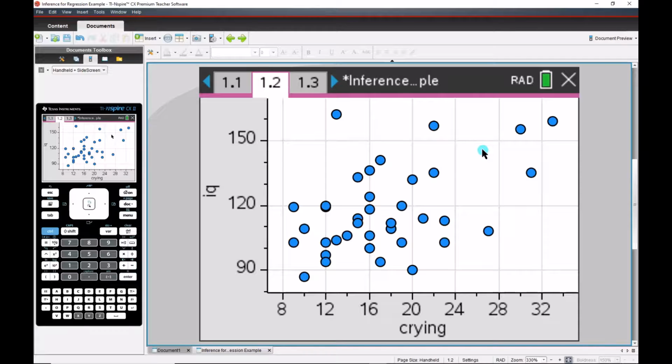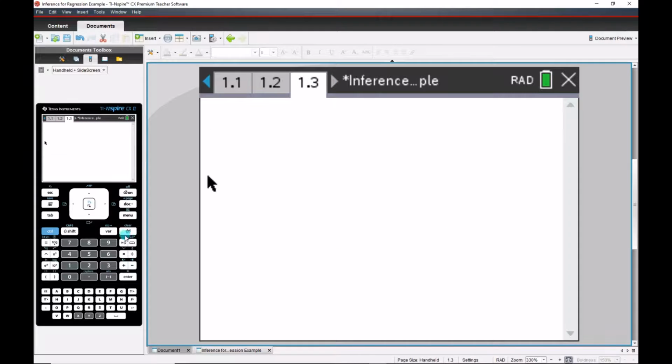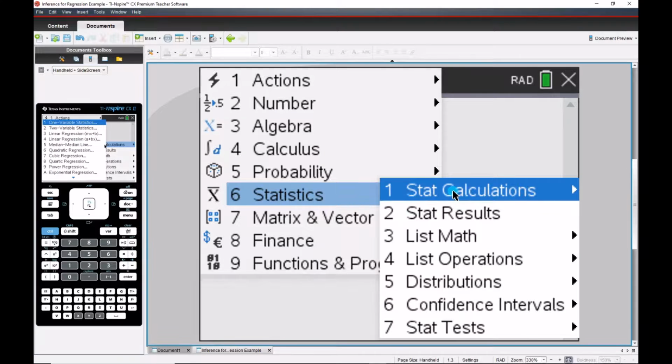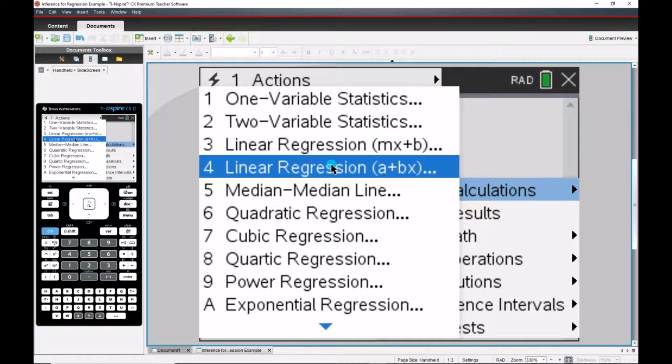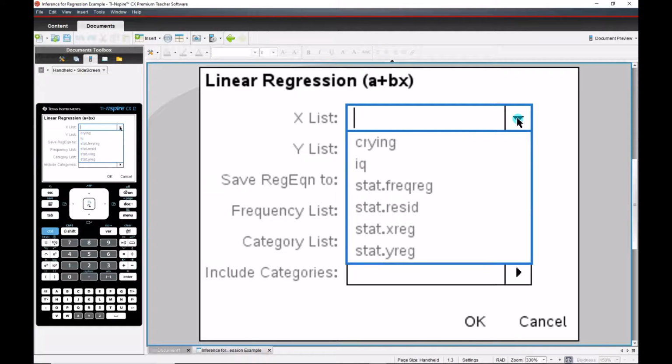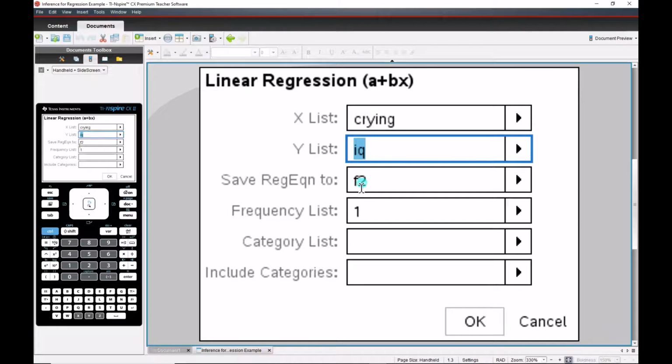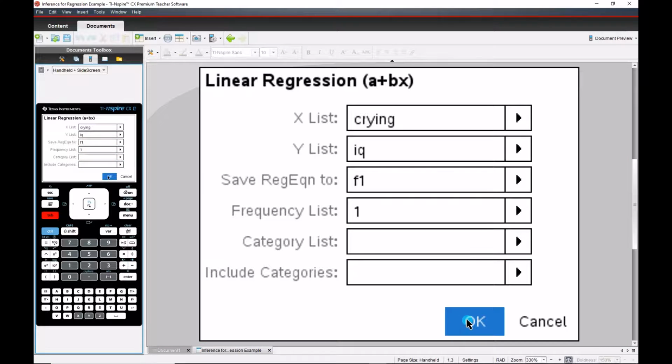The next thing we need to do is run the regression, and then I'll be able to get some residuals out of it. So statistics, stat calc, and linear regression a plus bx. We're using crying to predict IQ, and that's going to be where we're storing things. I can change that and just make it F1. Let's go down and have it do its thing. So go down and hit OK.